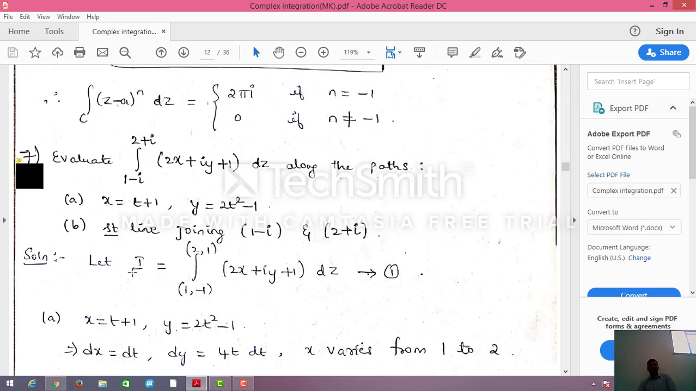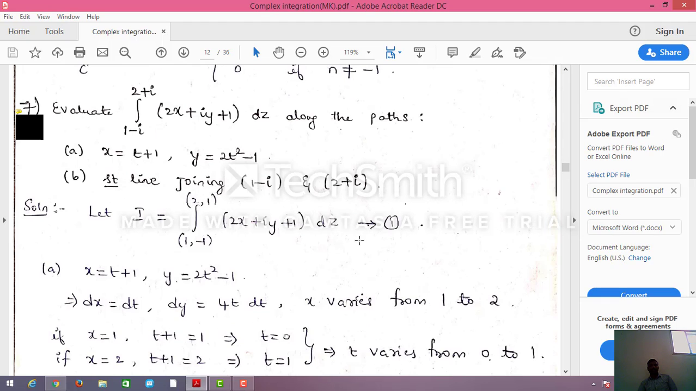Given limits, I will take, here 1 minus i is there. I will take x limit as 1, y limit should be minus 1. For 2 plus i, x limit should be 2, y limit should be 1. Integral of 2x plus iy plus 1 into dz. Now, here x equal to t plus 1, y equal to 2t square minus 1. If I differentiate, dx by dt is nothing but differentiation of t is 1. That is dx equal to dt. Dy by dt, differentiation of 2t square is 4t, and 1 is 0. That is dy equal to 4t into dt. X varies from 1 to 2.